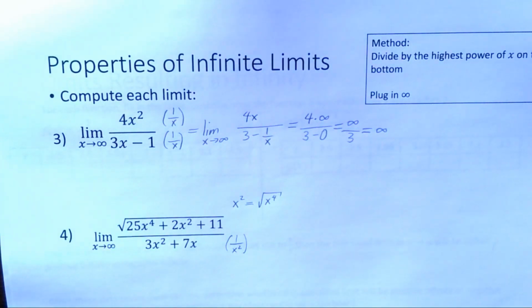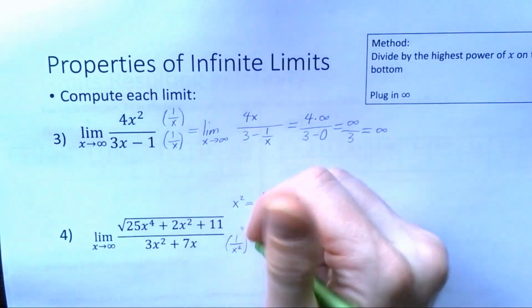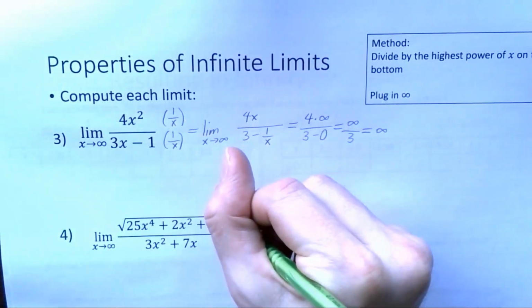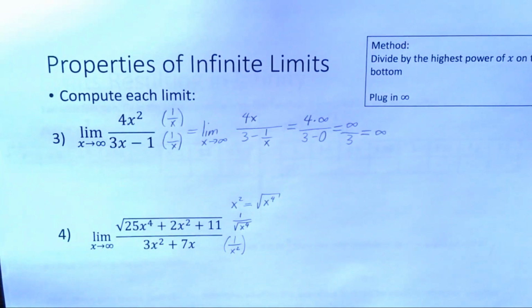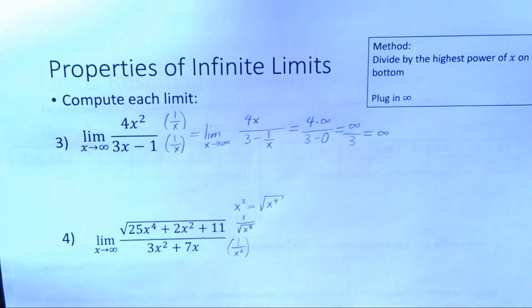So multiplying by 1 over x squared is the same thing as multiplying by 1 over the square root of x to the 4th. What this also allows us to do is, because we're multiplying or dividing a square root by a square root, we can bring whatever is inside the square root inside the other square root. So we can distribute this x to the 4th to each of these things in here.